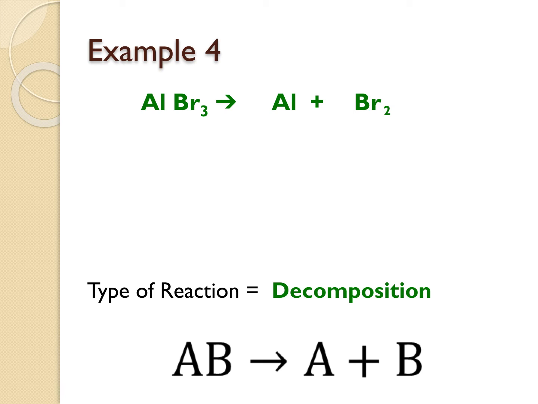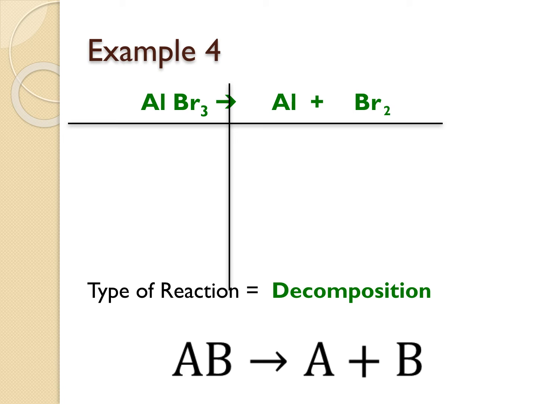And that's pretty much all we do for that one. I think these are the easiest ones out of them all. We just have to balance this chemical equation. Start with the reactant side. We have 1 aluminum and we have 3 bromines. Move on to your product side. 1 aluminum and 2 bromines.